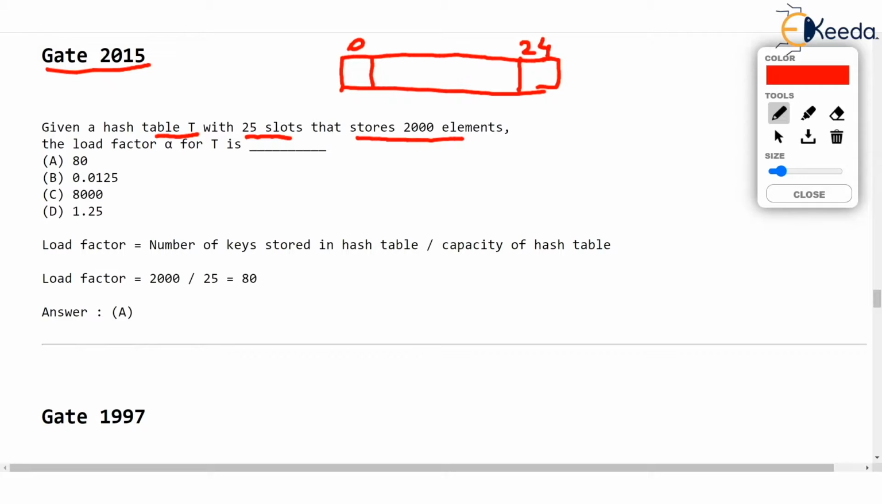Don't get surprised. How can a 25 element hash table T store 2000 elements? Basically, we must have used direct chaining, which is also called external hashing, in which every element of this hash table is a pointer to a linked list. And you know that a linked list can point to several elements. So by the way, this 25 element hash table is now storing 2000 elements.